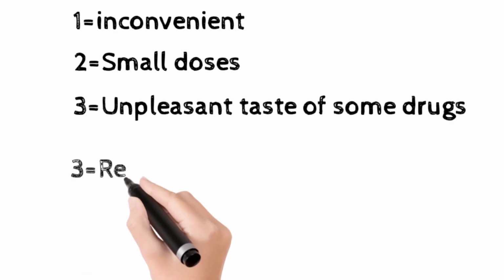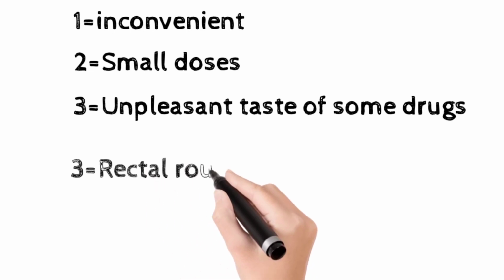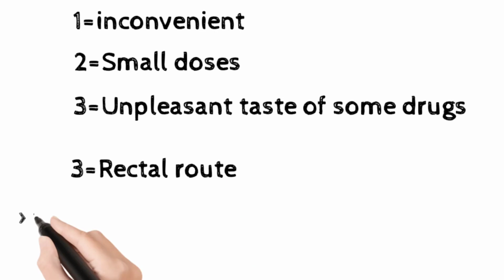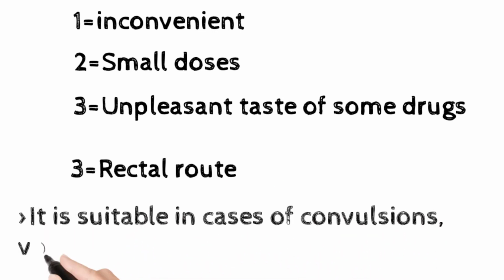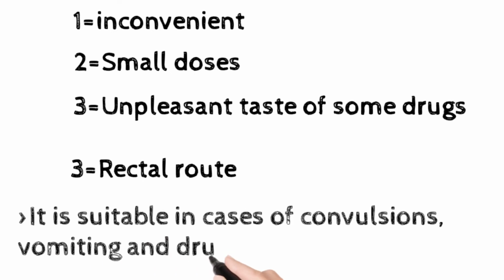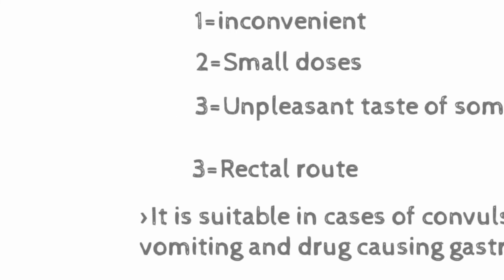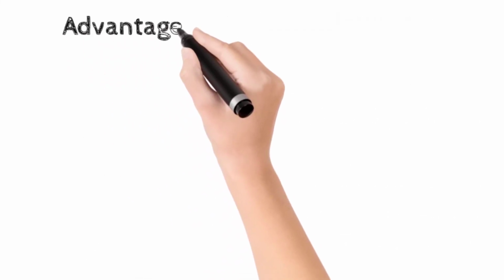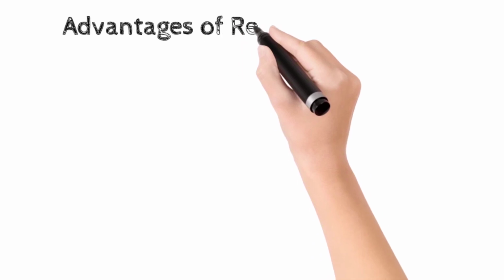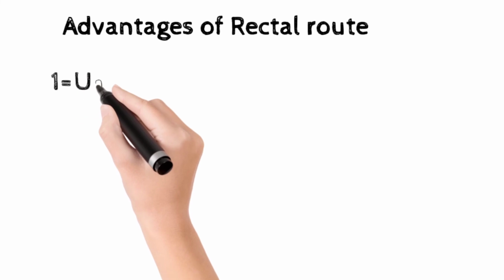Now after the sublingual route, come to the rectal route. The rectal route is suitable in cases of convulsion, vomiting, and drugs causing gastric distress. Now, advantages of the rectal route. What are the advantages of the rectal route?